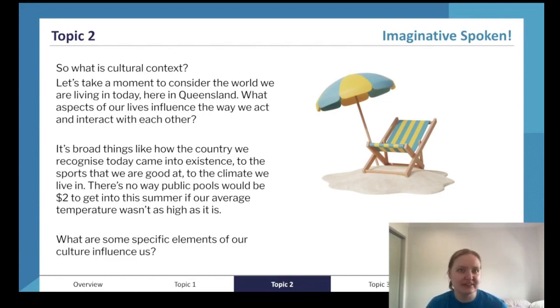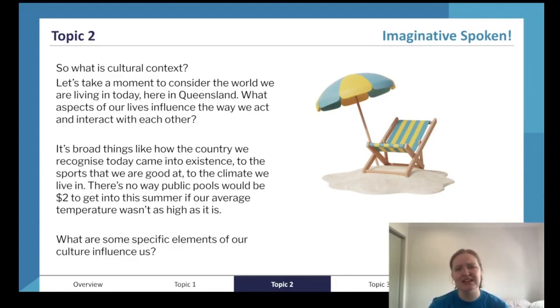To the climate we live in. It's quite hot at the moment here in Queensland. I'm sure you guys are quite spread across the state, but I'm here in Brisbane. It's definitely quite warm, even though it's been storming for the past couple of days. There's no way that public pools would be $2 to get into this summer. I don't know if you guys know this, $2 to get into a public pool, they wouldn't make use of that if our average temperature wasn't as high as it was.